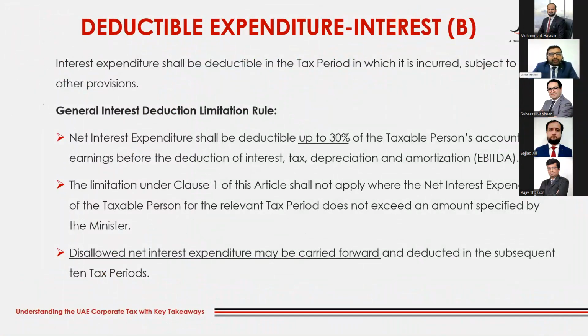So here we have one specific deduction, that is interest expenditure. Interest expenditure shall be deductible in the tax period in which it is incurred, subject to certain provisions. Only up to 30% of EBITDA, that is earnings before deduction of interest, tax, depreciation and amortization, will be available for deduction, and the balance will be carried forward to the next year and can be deducted in the next year, subject to the same condition of 30% of EBITDA.